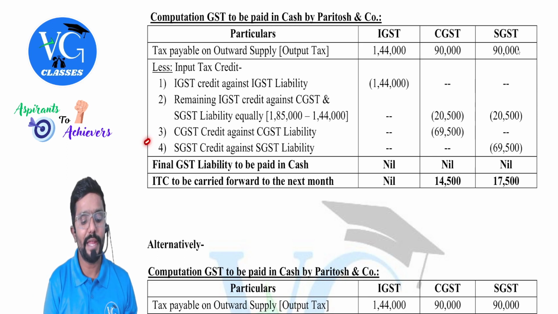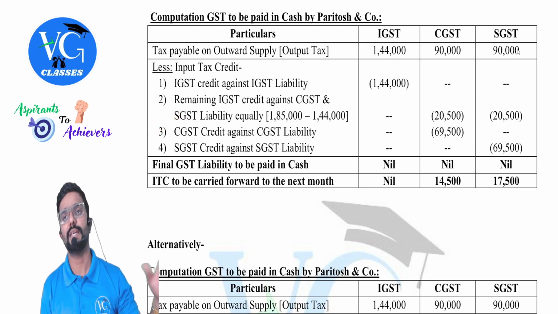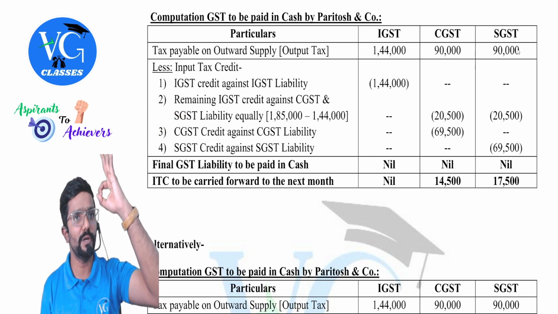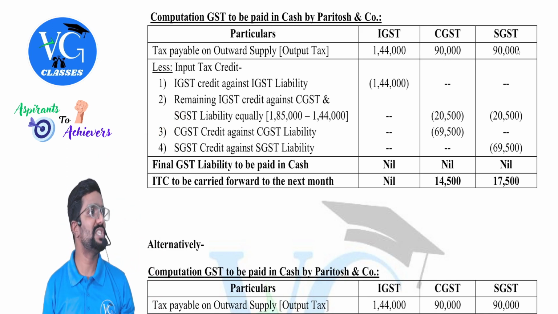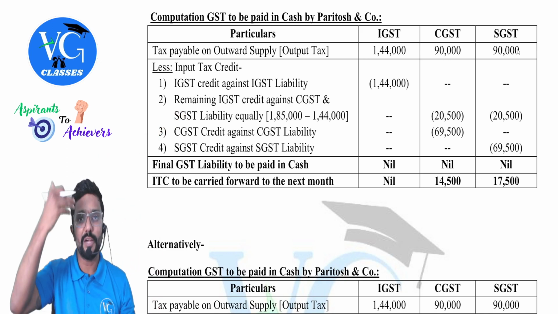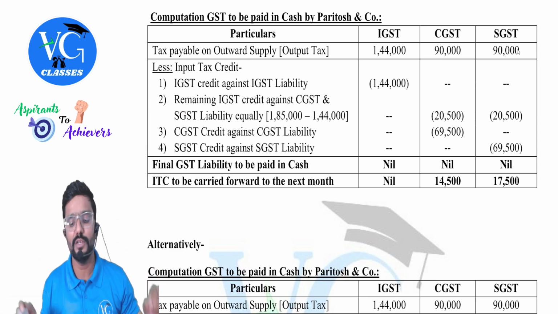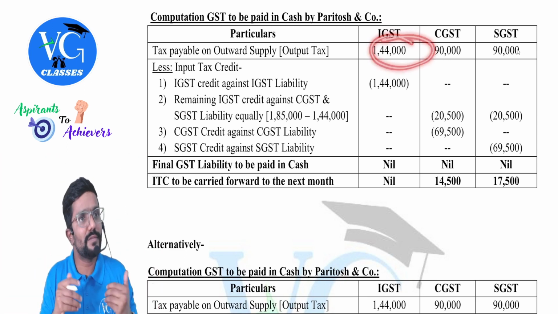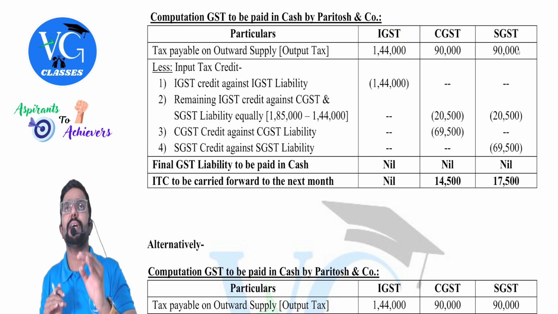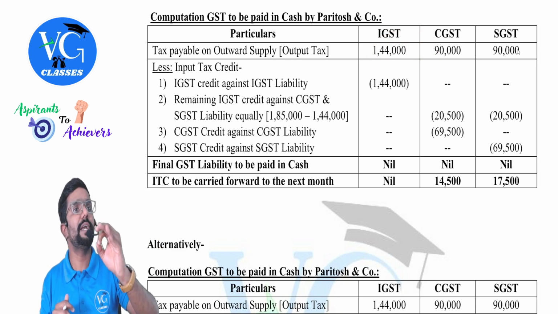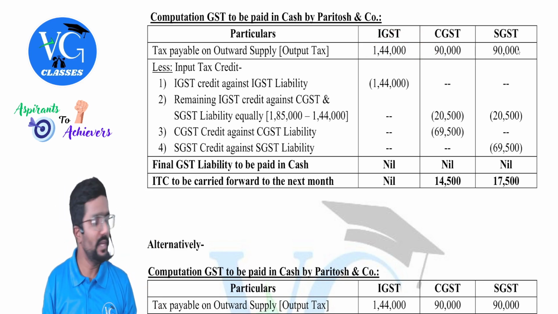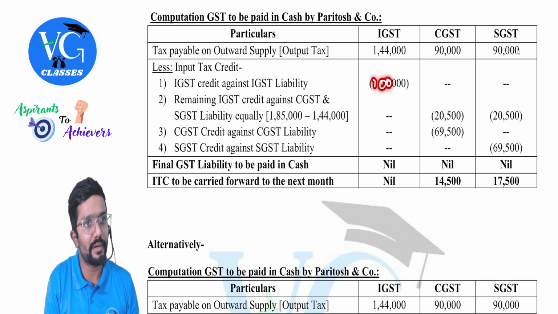Third step, can I now go and touch CGST? Yes. IGST credit has become 0. Now I can go and touch CGST. Guys, one more thing, not relevant for this question. Assume my IGST liability was 144, right? Assume I had IGST credit of only 1 lakh. Only 1 lakh. That means I will adjust 1 lakh here.